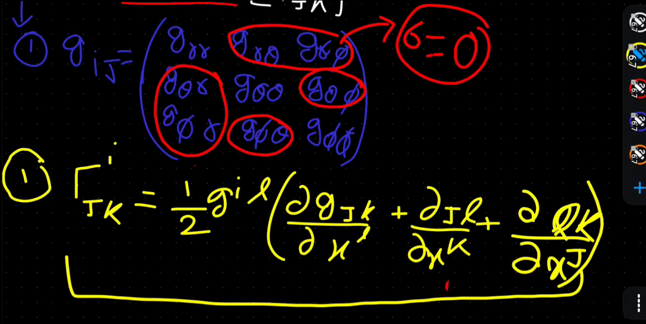You can choose the metric because you know that only 3 of the components of the metric are non-zero, and beside that all of them are 0. So you can generally use this formula, but the fact is that it's very lengthy to use this particular formula.